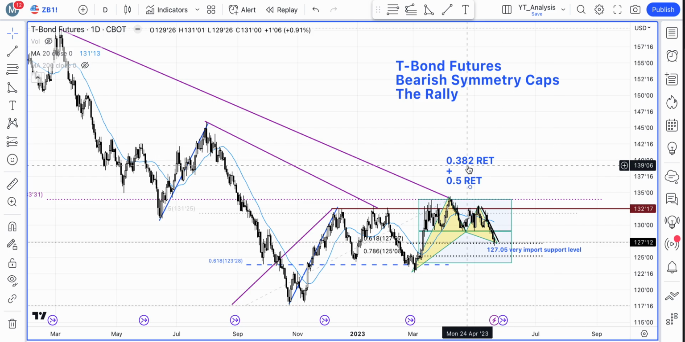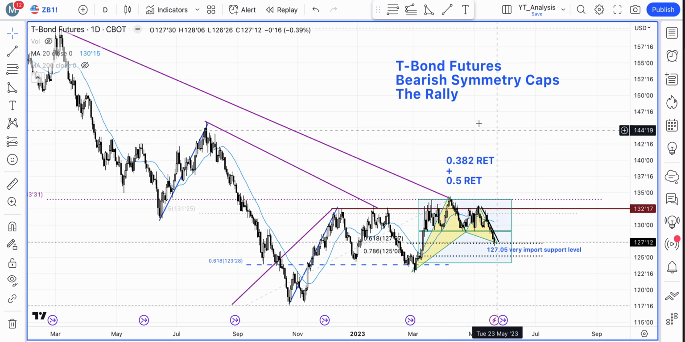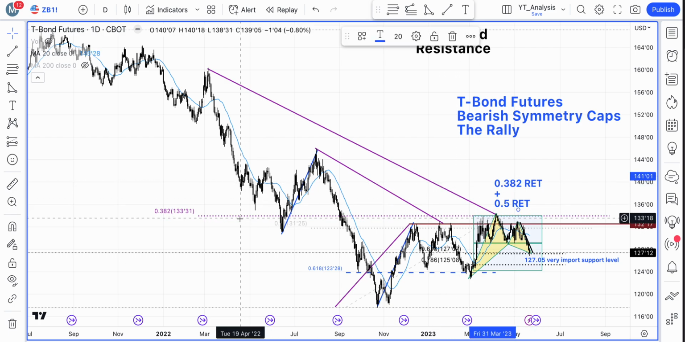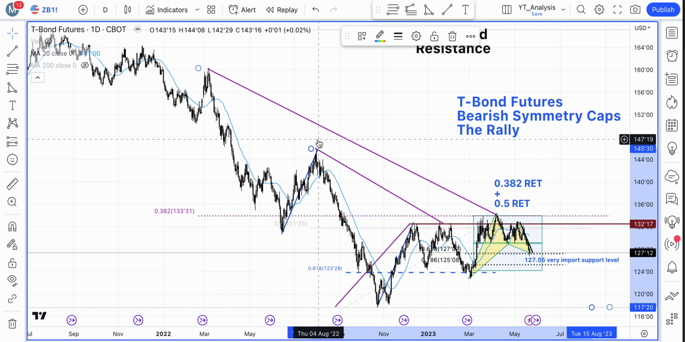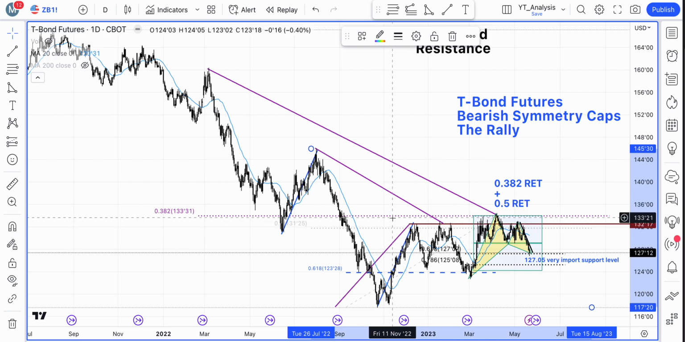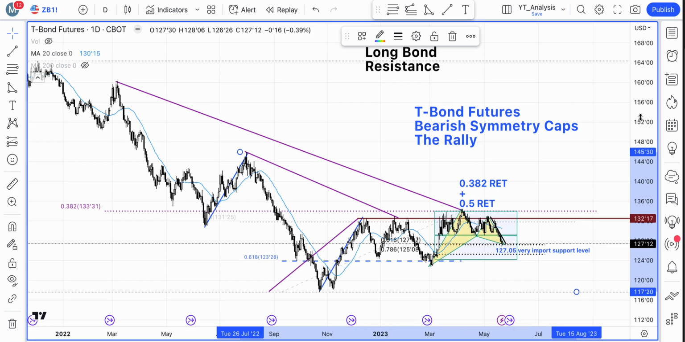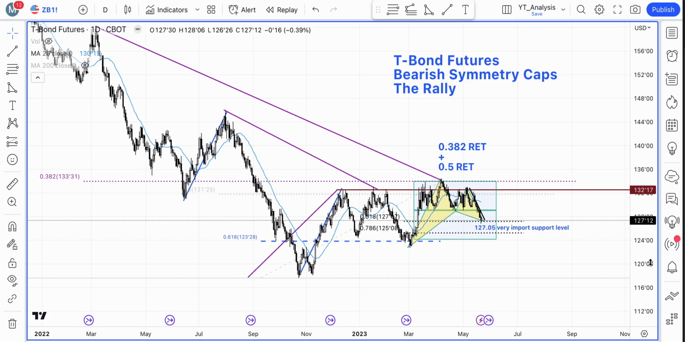And where the rally seems to have fizzled out is a confluence of two key Fibonacci ratios: the 38.2% retracement, and also the 50% retracement coming close by. The 38.2% retracement is coming from this high above here, and the 50% is from this swing high here, and they are in pretty close proximity. What we can see is, in fact, the price has been capped so far. This 38.2% Fibonacci retracement at the 133.31 level has proved to be pretty strong resistance so far.